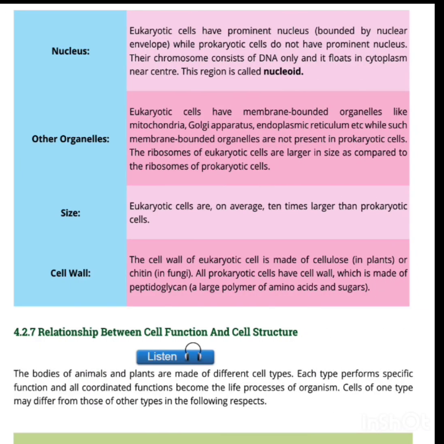Now, if we compare the nucleus of prokaryotic and eukaryotic cell, the eukaryotic cells have prominent nucleus bounded by nuclear envelope. While if I talk about prokaryotic, they do not have proper nucleus.